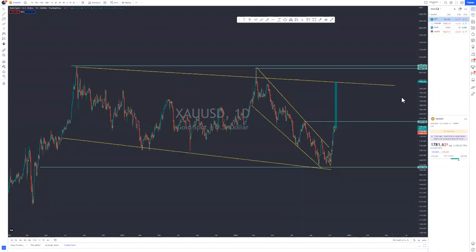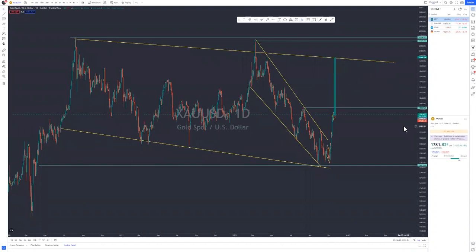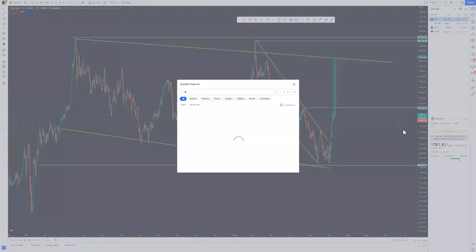So okay guys, which pair can we go to now? GBP AUD, sir. GBP AUD.